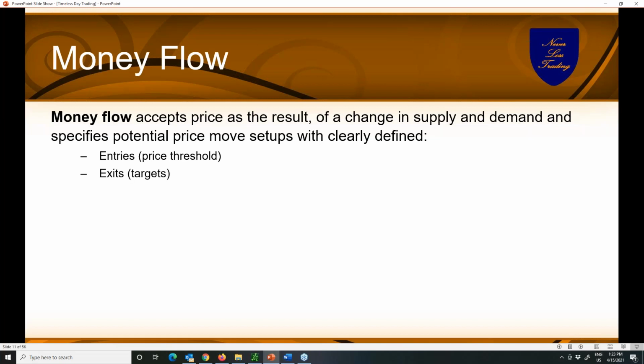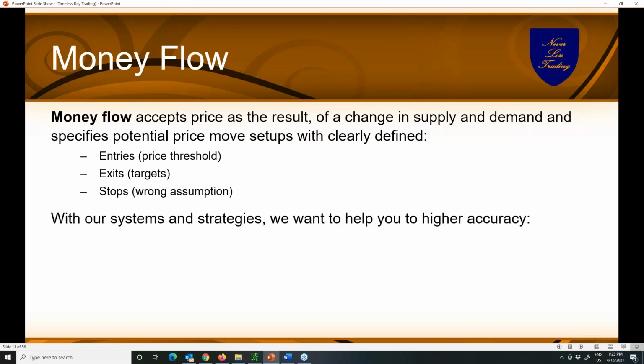Exits: where's your target? Where do you see with the most probability where the price is going to go? Where is a meaningful stop so that you can bring your trade to target? And with our systems and strategies, we want to help you to higher accuracy, because that's what a lot of traders are lacking. They do good trades and they do bad trades too, and they have higher losers than winners, and they celebrate the winners.